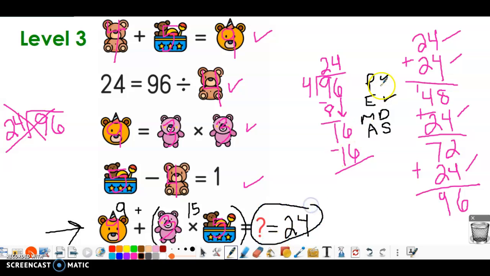Remember, use your order of operations, especially when you see this. You've got a plus and a multiply. The multiply goes first.